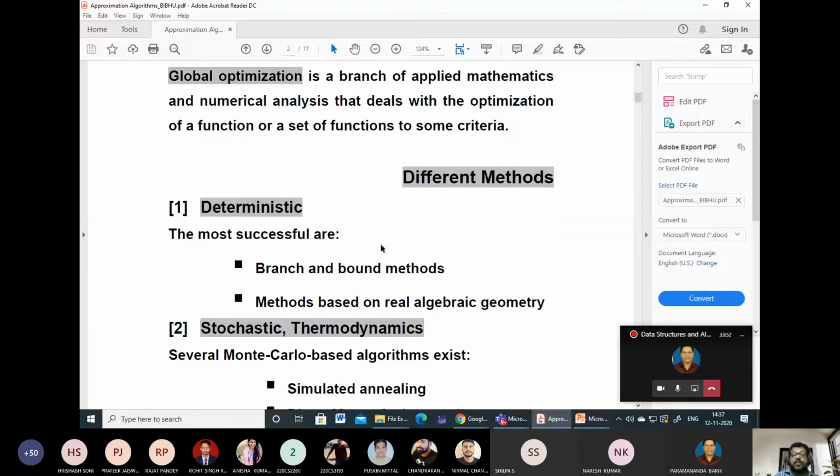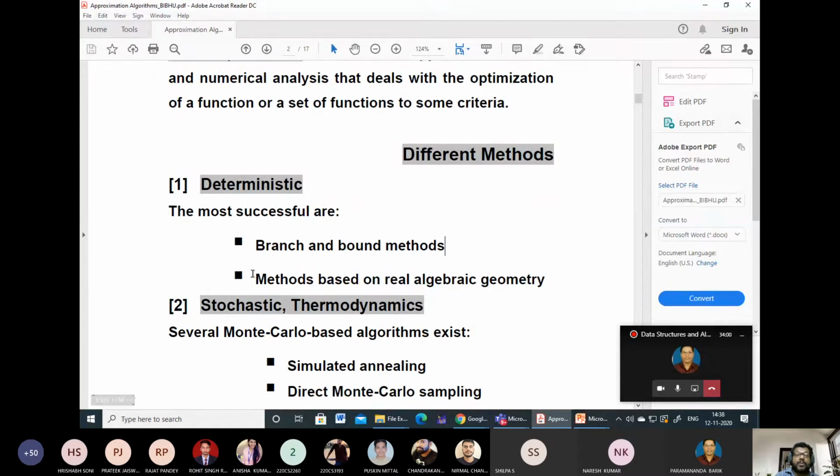You may use the branch and bound algorithm for a small problem, or methods based on real algebraic geometry, which is an example of a closed set point problem or a convex hull, where we use the geometrical property to find the boundary. That is also an optimization problem, because we try to find the minimum number of vertices or points that lie on the boundary of the convex hull.